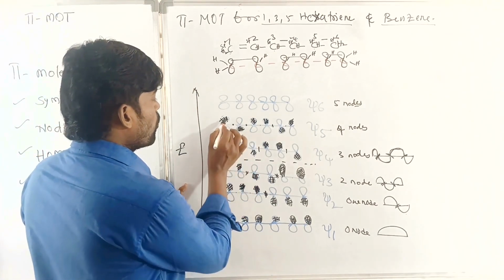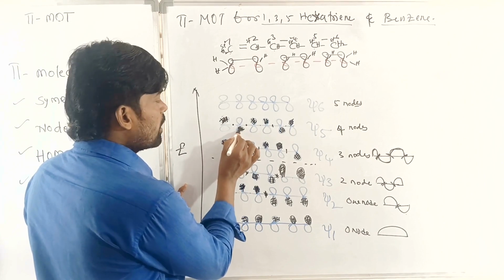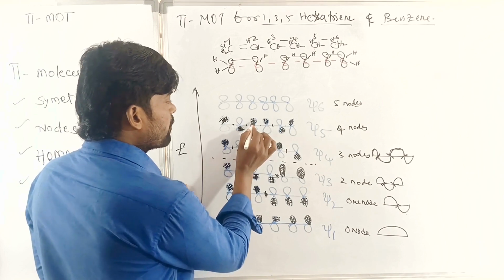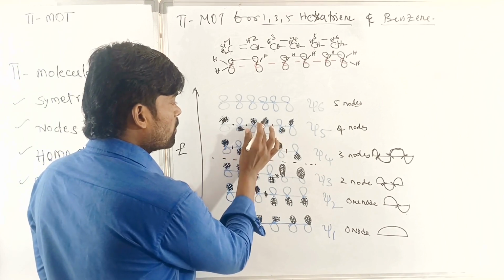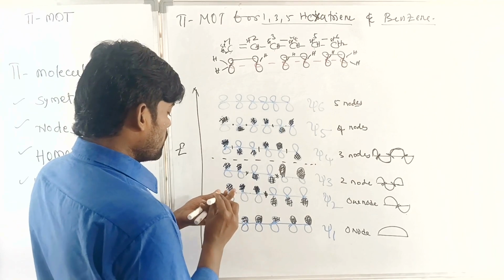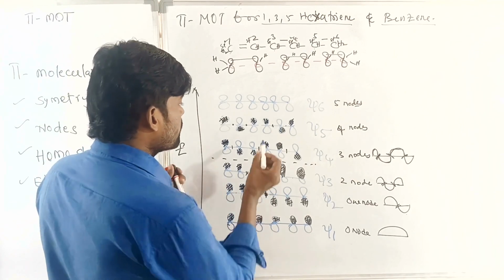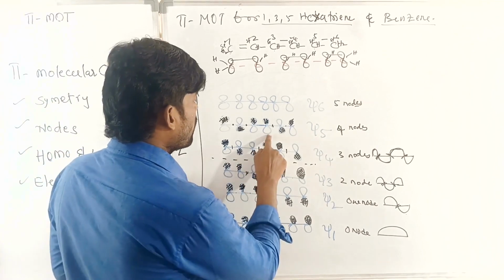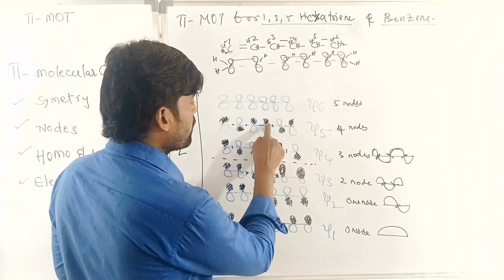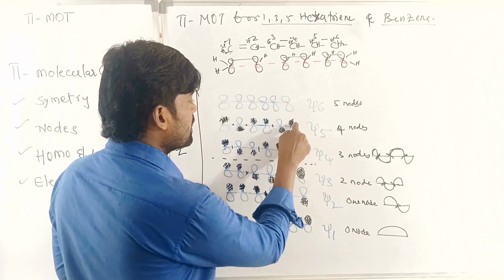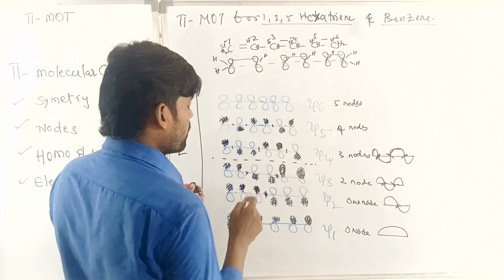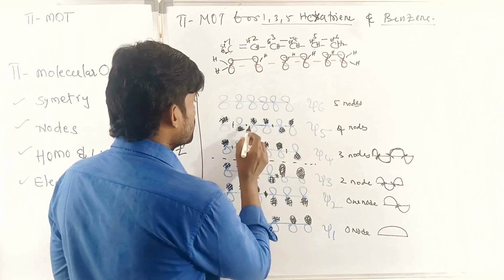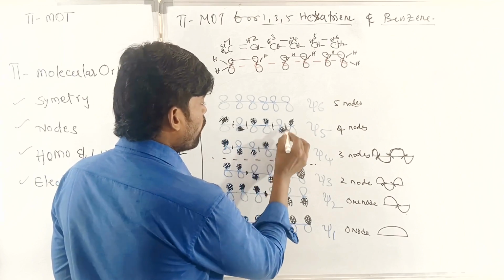With uniformity, one node is present here. Another node is between C2 and C3. In between C3 and C4 there is no node. And between C4 and C5 there is a node. Between C5 and C6 a node is present. So total nodes are 1, 2, 3, 4. Super.